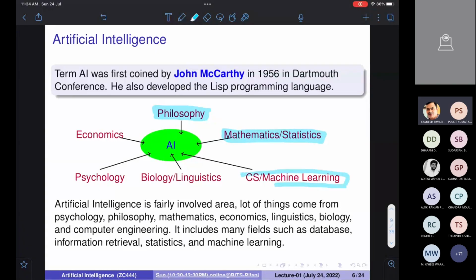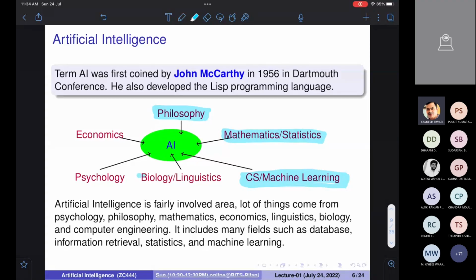CS and machine learning. Anybody asking the question, what is computer science? Everything is computer science. Machine learning means automated. I'm not going to tell what the right parameter is. If there is some method to find this out automatically, I'm good. This perspective is brought by CS and ML.